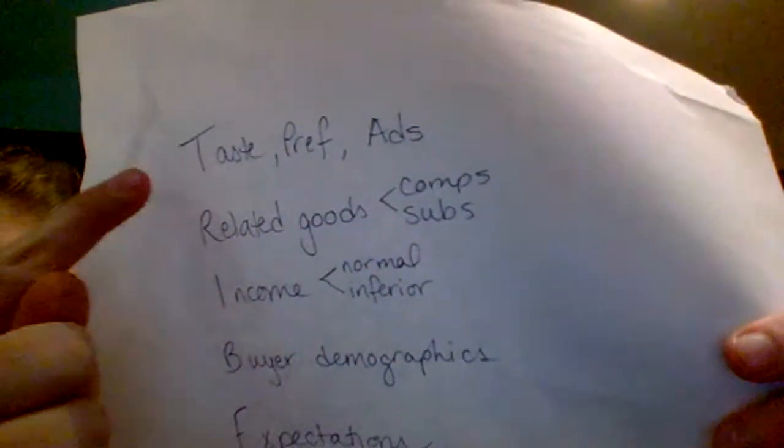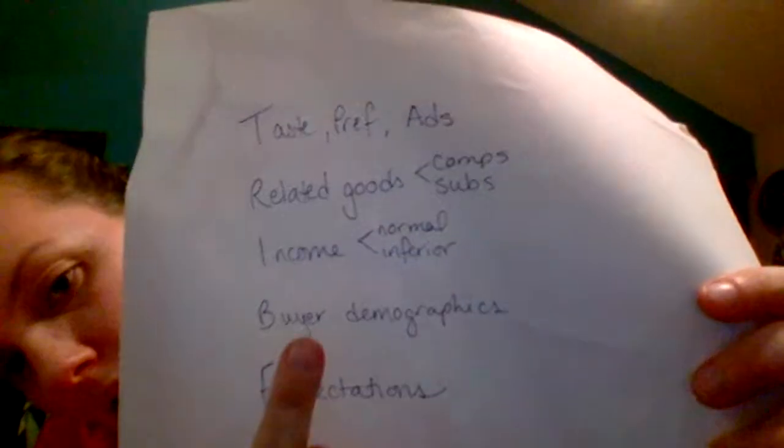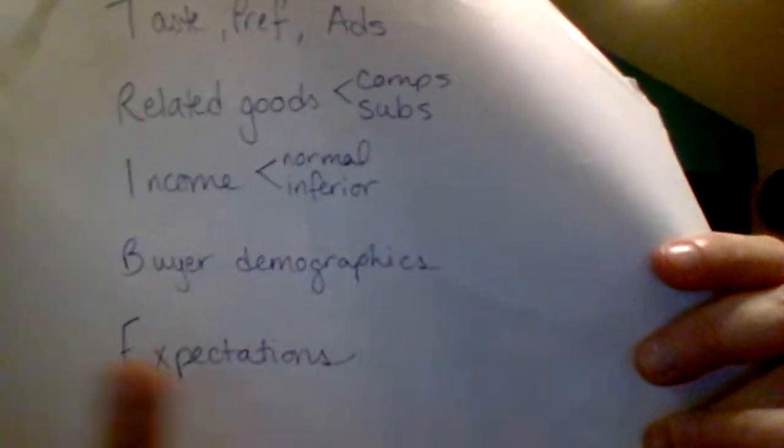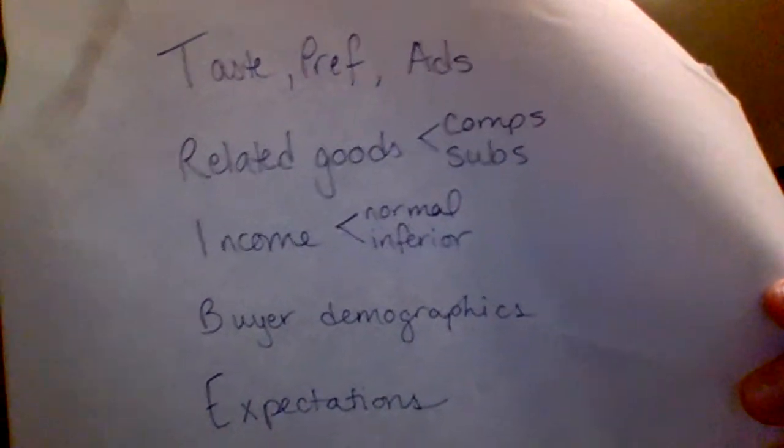TRIBE and ROTTEN. TRIBE is, I wrote this down for you guys before we started because I thought someone would ask and no one asked. So I wrote it down. TRIBE: Taste, preference, and advertising. Related goods, complements or substitutes. Income, normal and inferior goods. Buyers' demographics and expectations of the future. So those are the determinants of demand.